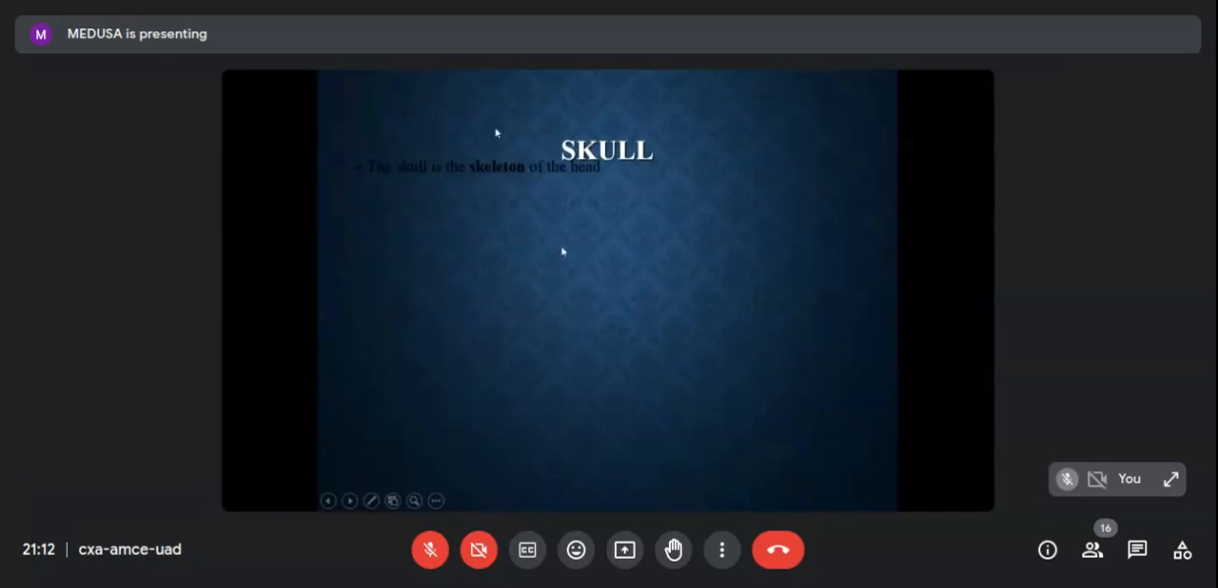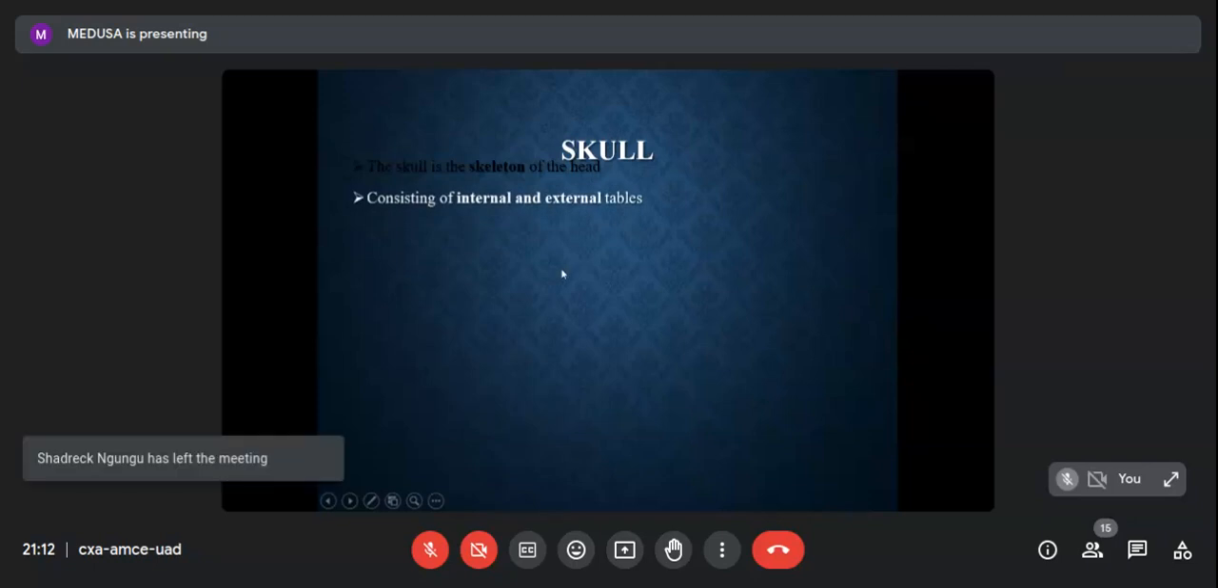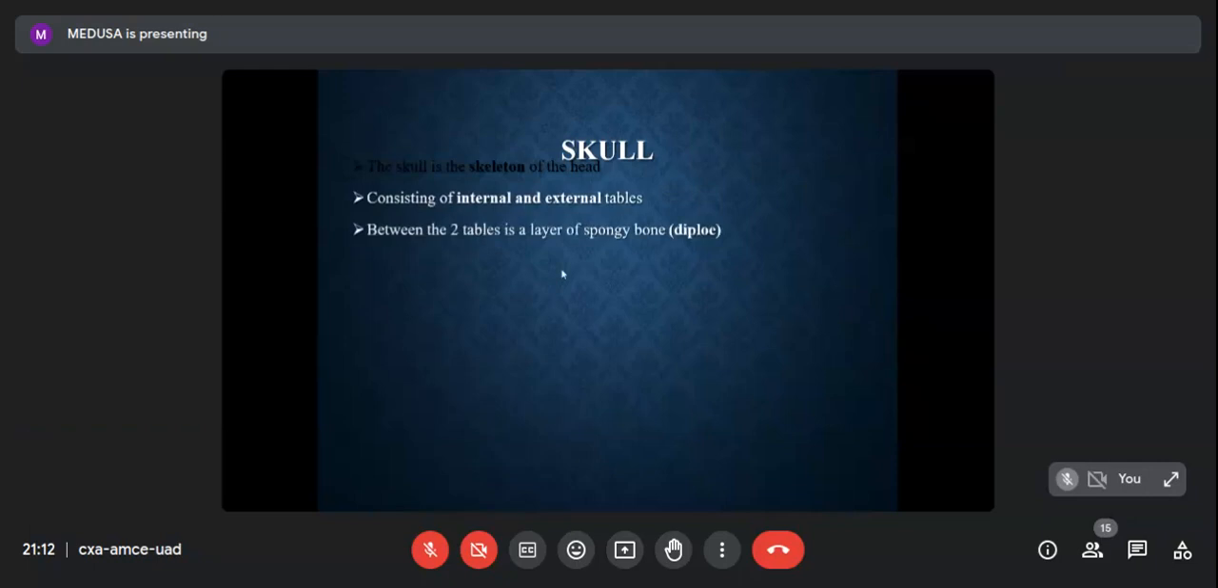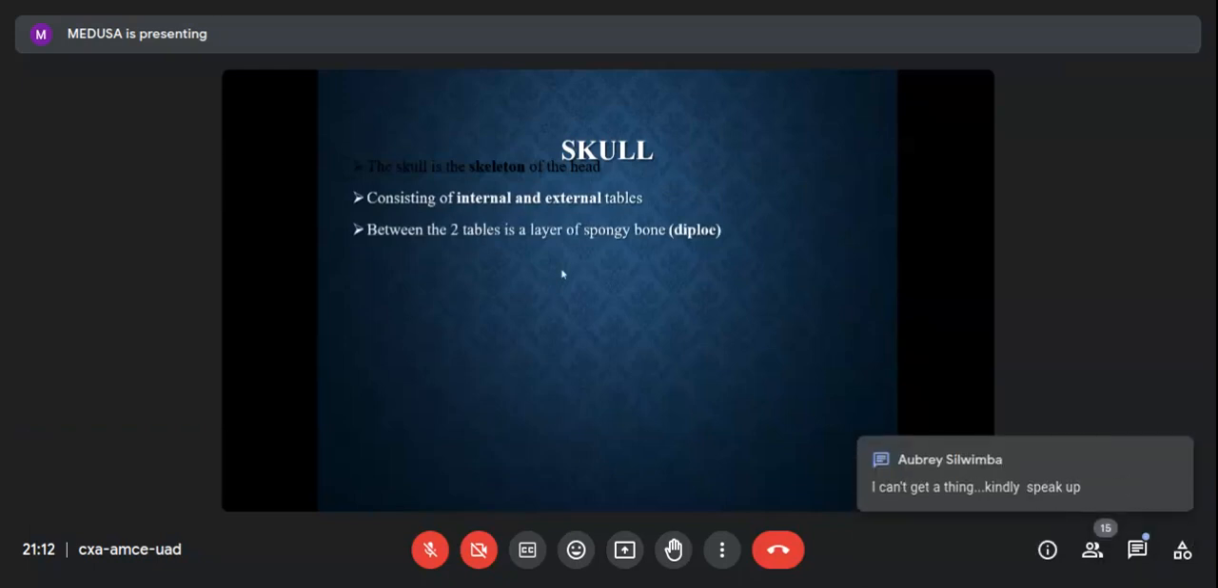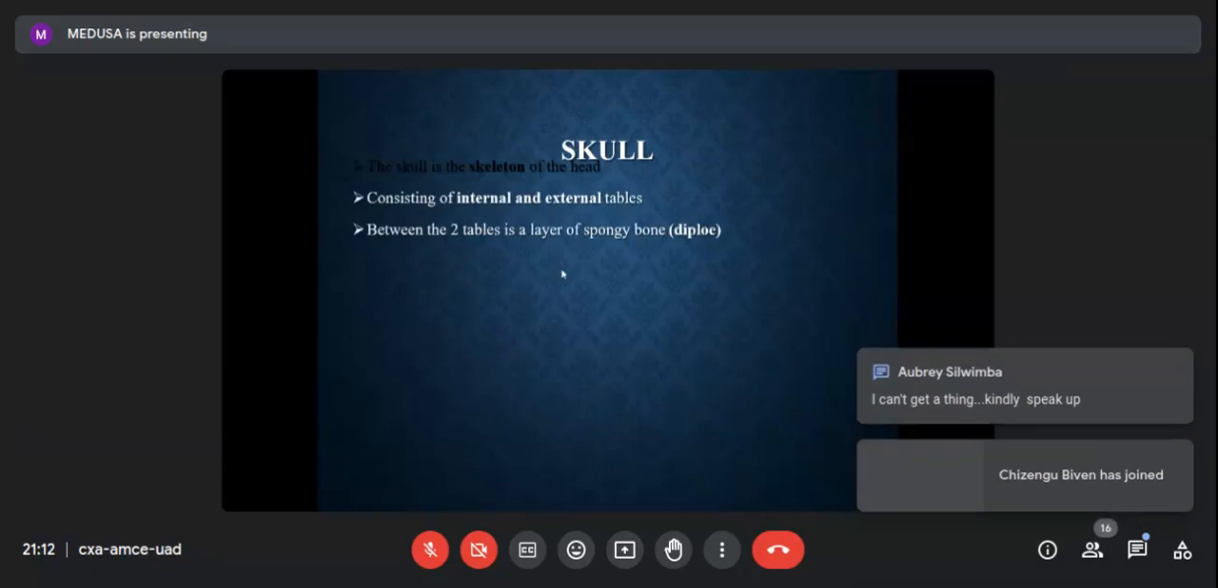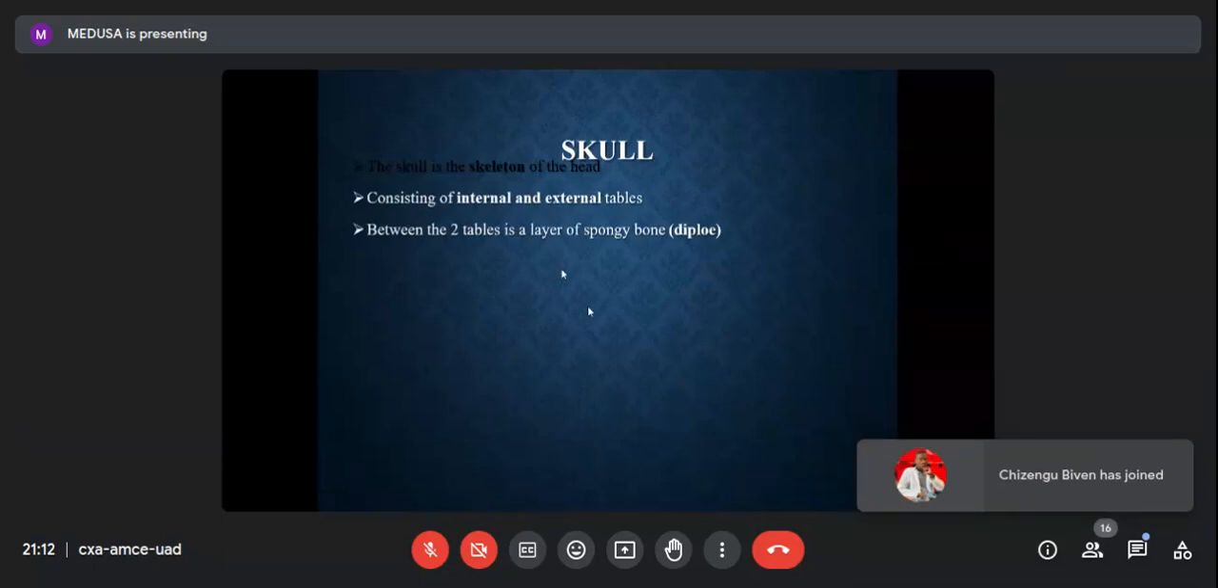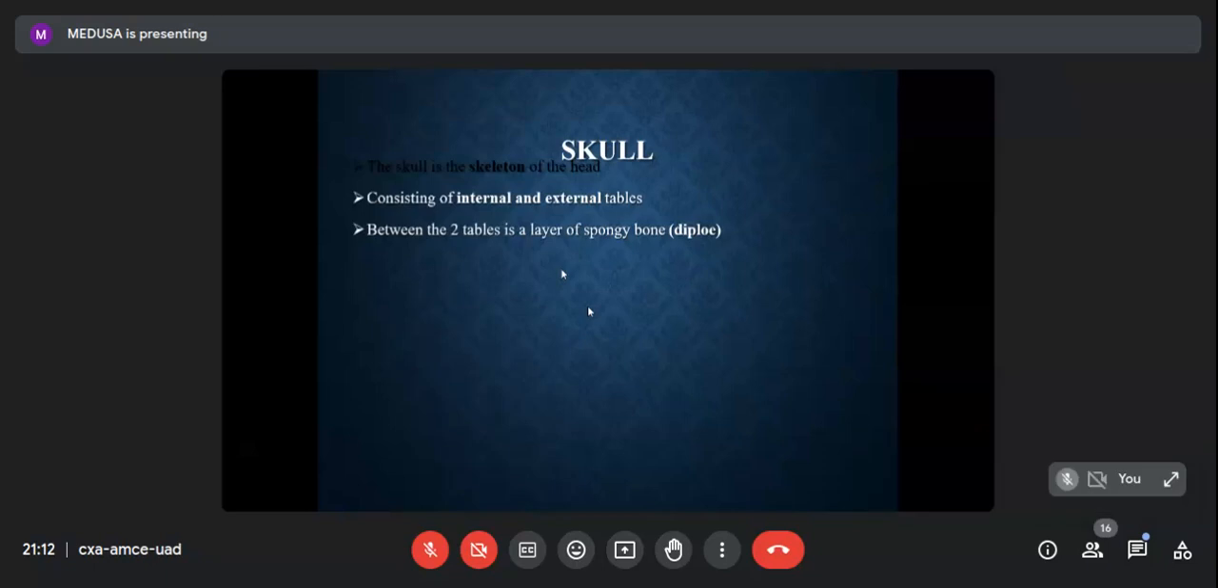So the skull is the skeleton of the head, as I said, and consists of internal and external tables. When you say internal and external tables, we must know what it is. Between these two tables is where we find the sponge layer. The tables are the upper part of the skull and the lower part. When you hold the bone on the two sides, the middle part is a sponge bone that has holes all over. So that's what we mean.